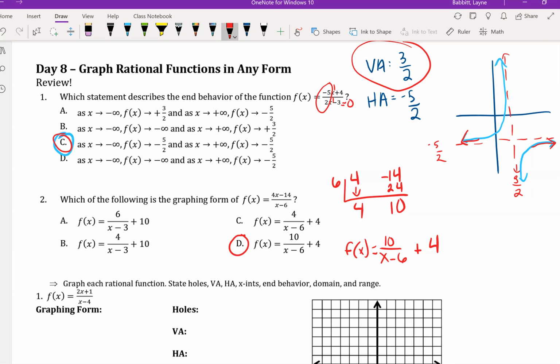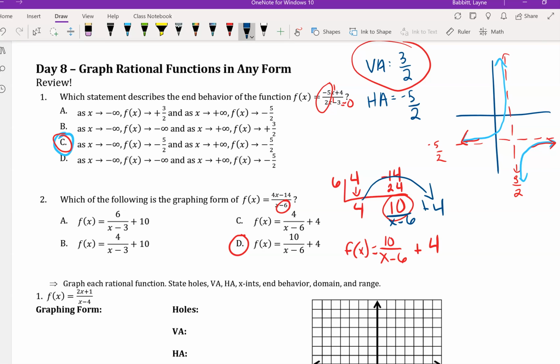Then to find the graphing form, we use synthetic division. I did the opposite of negative 6 on the outside, and then 4 and negative 14 on the inside. When I did synthetic division, my remainder was 10. And remember, the remainder always goes over whatever you had divided by. So we had divided by x minus 6. And then I just moved the 4 to the other end. And that's how I ended up getting 10 over x minus 6, and then plus 4 on the end.